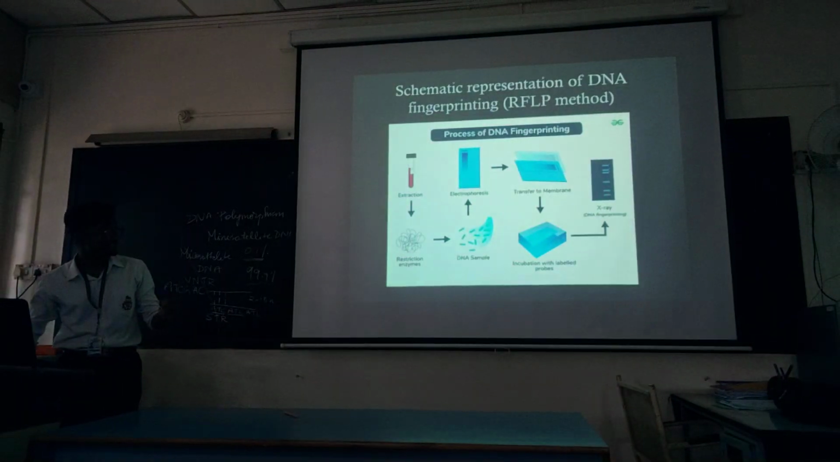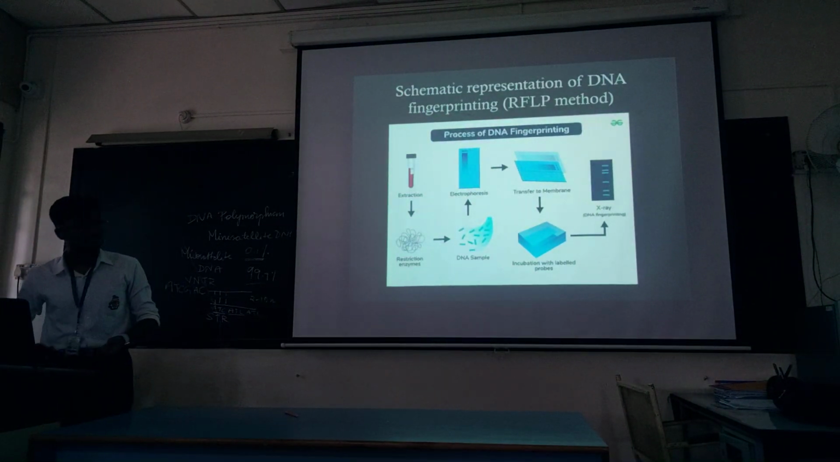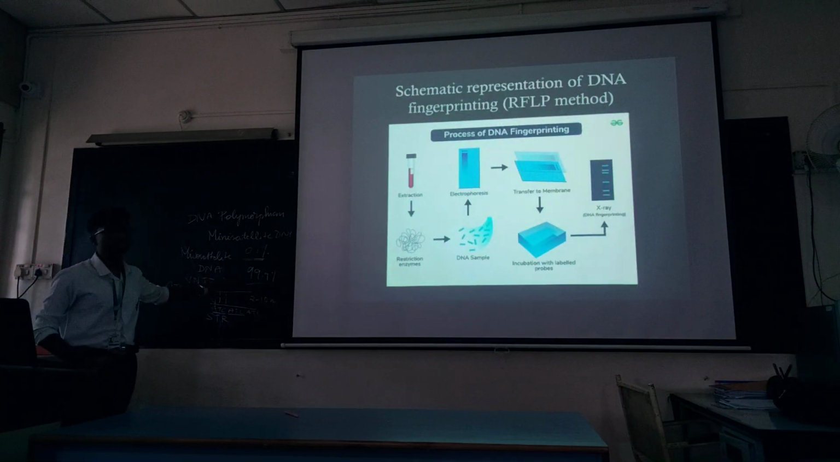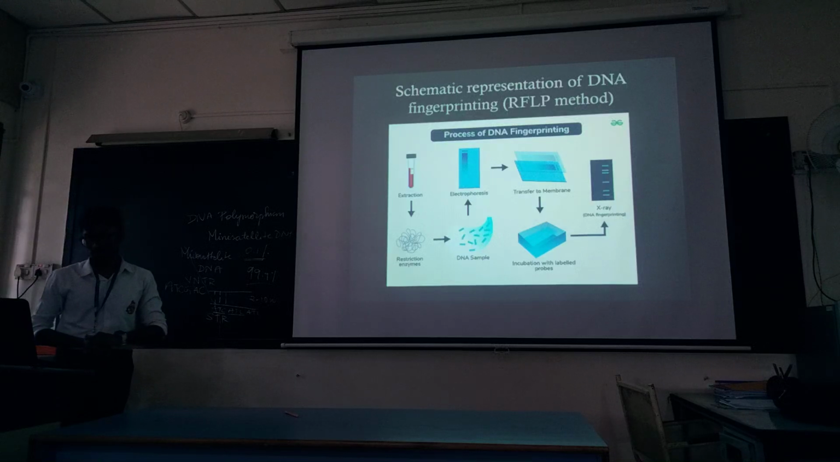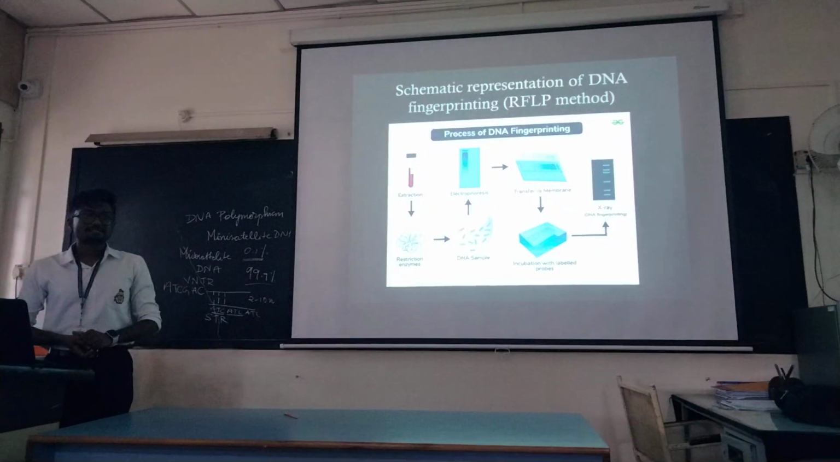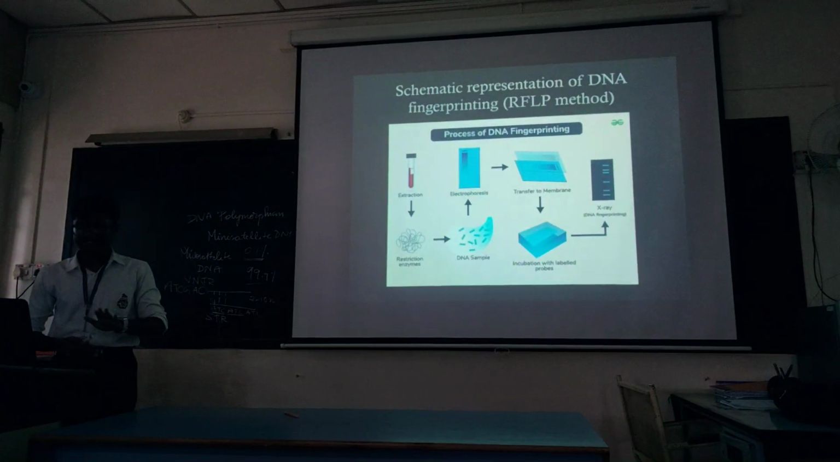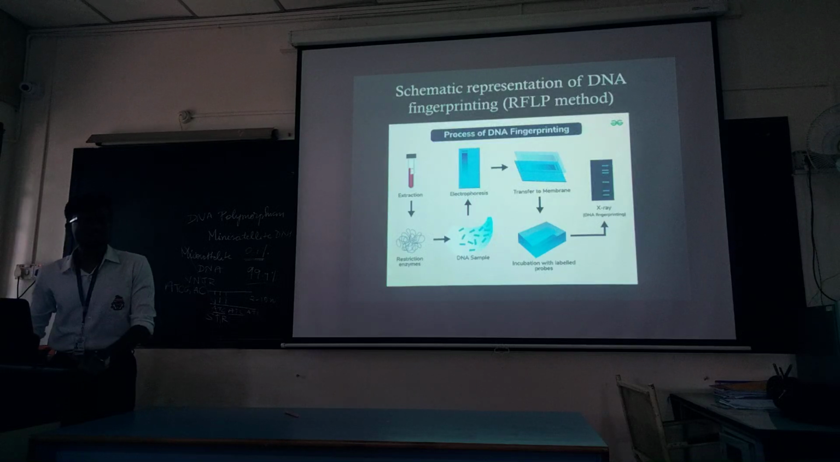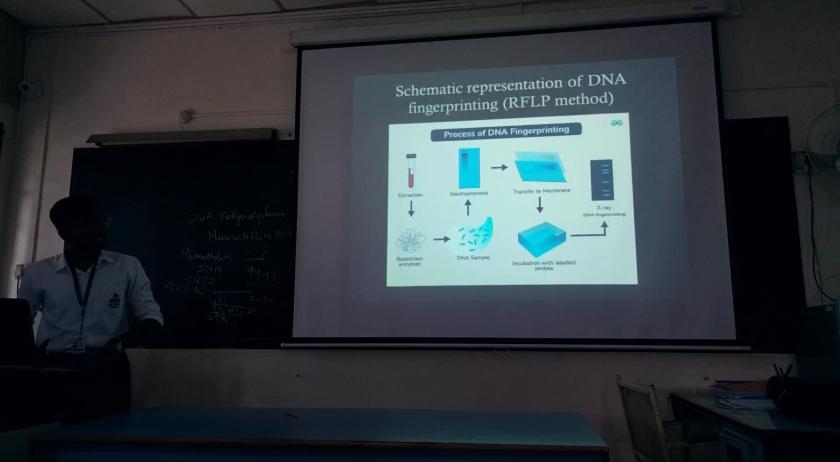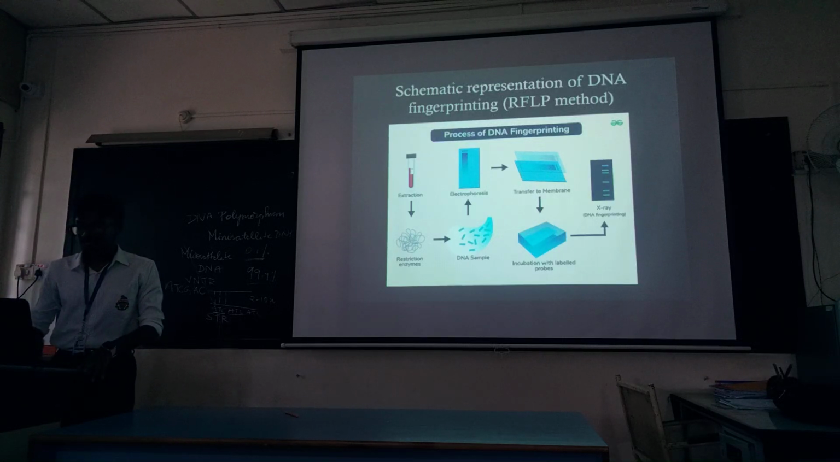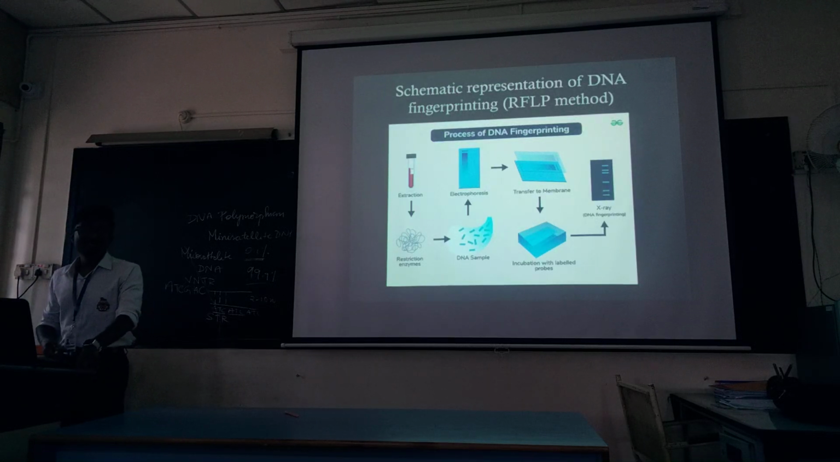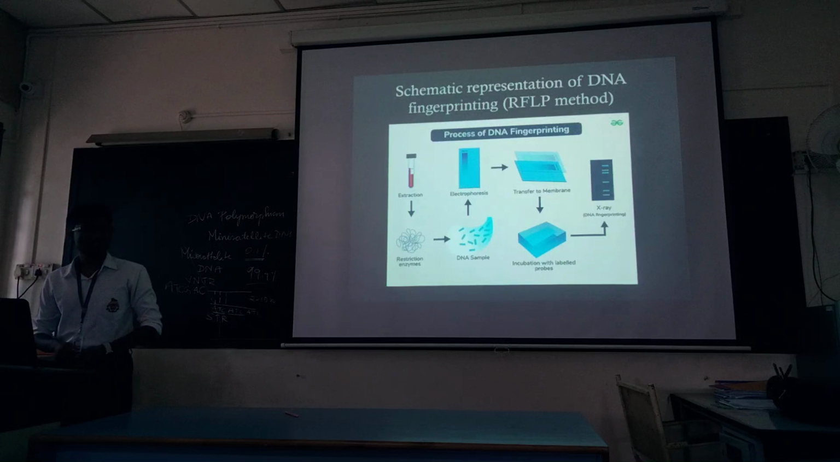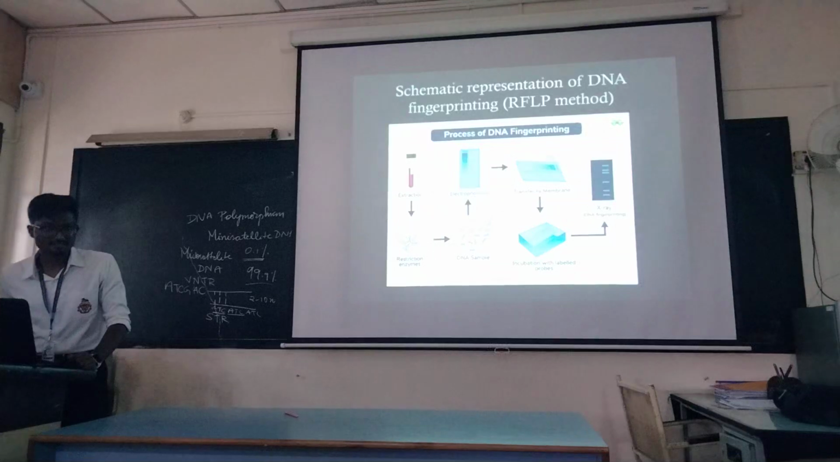So I think you got to know about polymorphism. So based on this principle only DNA fingerprinting is going to work. DNA fingerprinting has two methods. First, when this was discovered by a scientist in 1985, he discovered the RFLP method. What is RFLP method? It means restriction fragment length polymorphism. So he used restriction enzymes here.